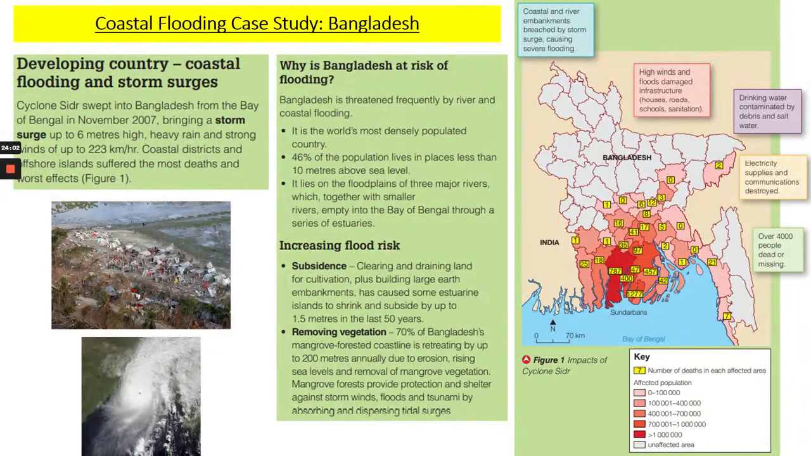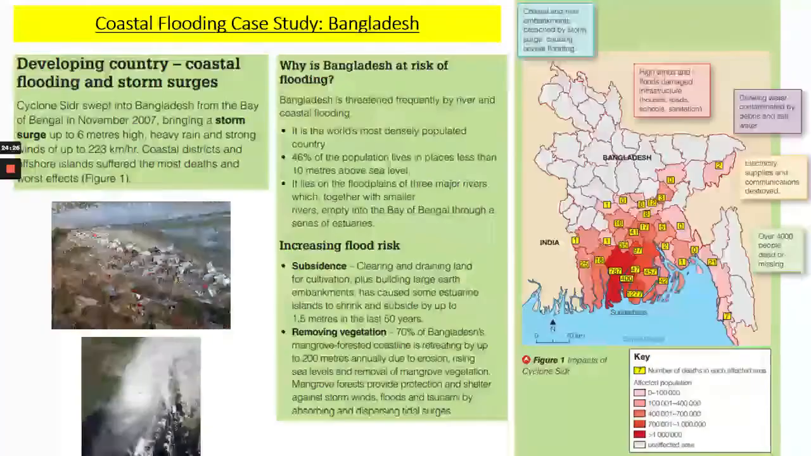Bangladesh is always at risk of flooding, and particularly river and coastal flooding, because it is the world's most densely populated country, particularly along the coast, as you can see on the map on the right hand side. It also has 46% of the population living less than 10 metres above sea level, which is therefore a real risk that nearly half of the population are at risk of a 10-metre storm surge if it were to happen.